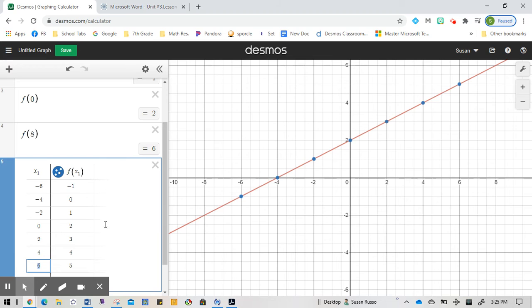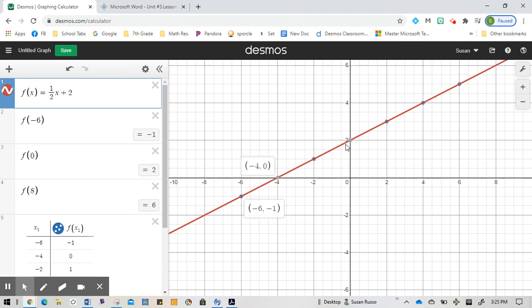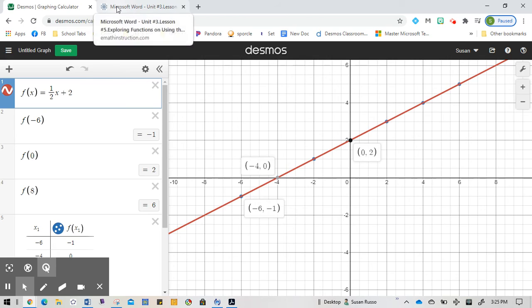But look what it did. It gave me not only those points in the table, which you can now transfer over to your PDF, it also put them on the graph for me too. So we can see those dots showed up, those points on the graph. So the table function is a nice one to have in Desmos.